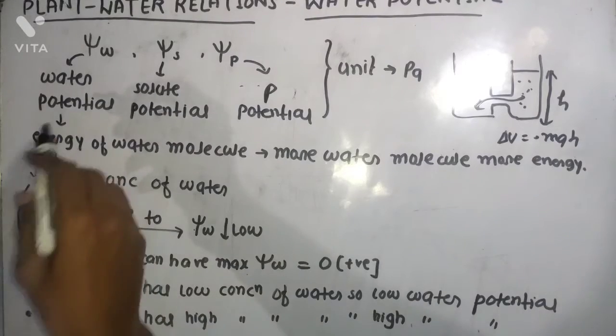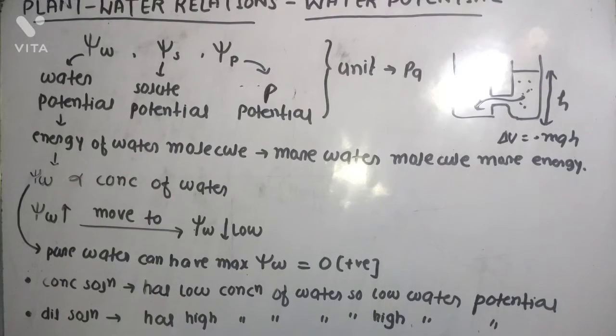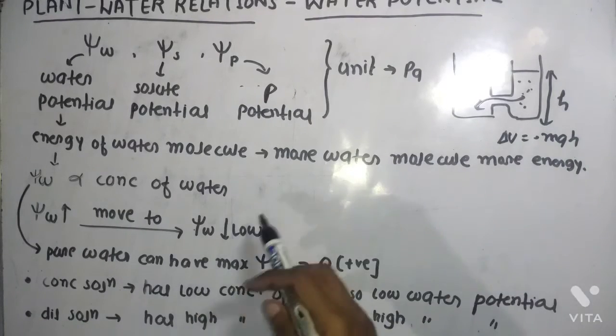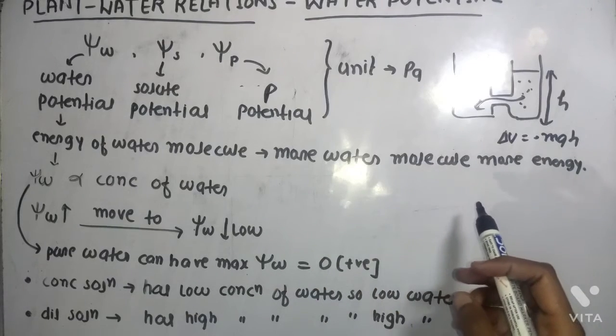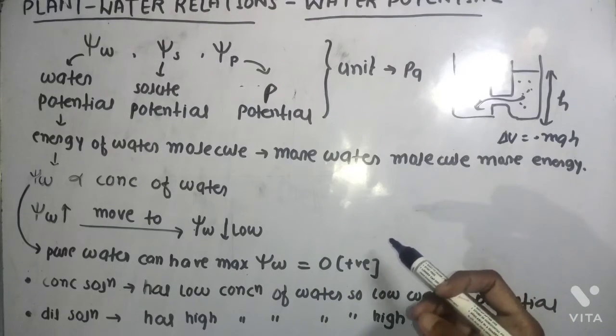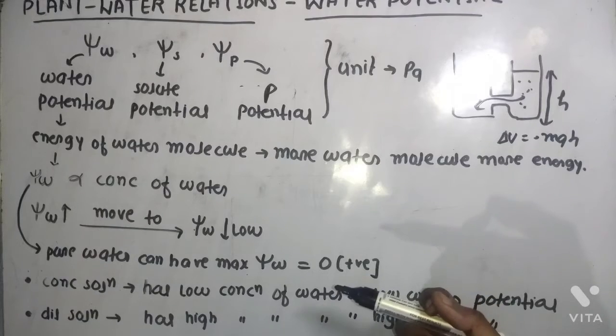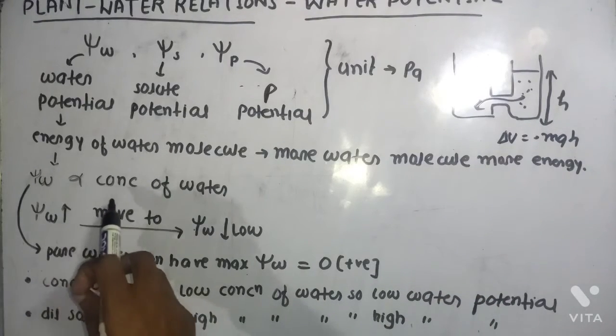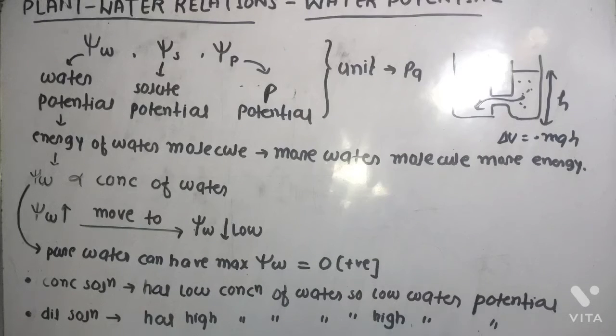Now, first let's look at the water potential. Water potential is the energy of water molecules. That's what we have seen, the energy of water molecules. The more water molecules, the more the energy. So water potential should be directly proportional to the concentration of water. The more the concentration of water, the more the water potential. And this we talked about, movement from higher to lower.